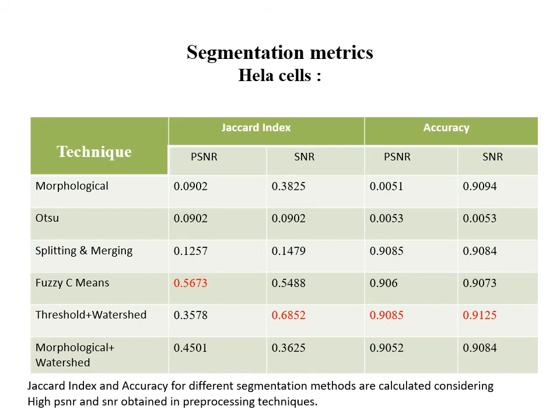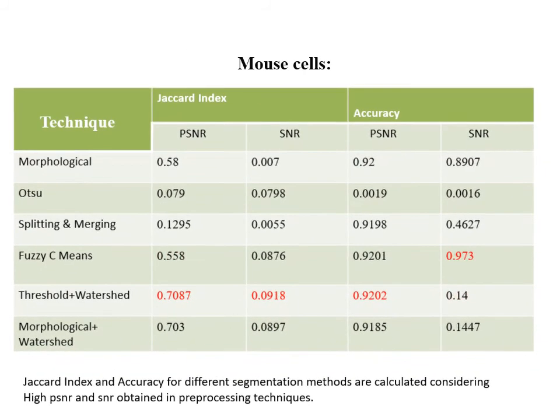After applying metrics to all the segmentation techniques, we can see for the HeLa cells, fuzzy C-means and threshold plus watershed give the highest accuracy. For mouse cells, we get the highest Jaccard index with threshold plus watershed, and for accuracy, we get threshold plus watershed and fuzzy C-means.